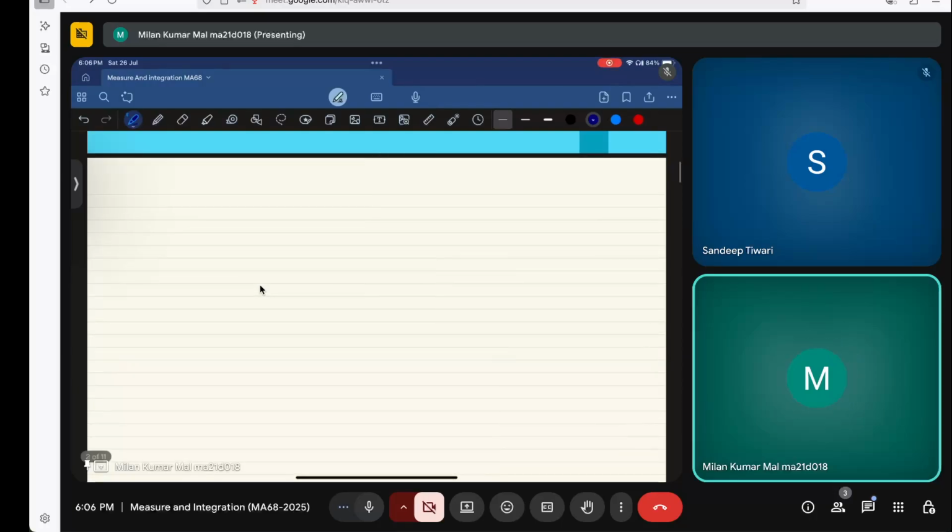Okay, so this is basically tutorial 1 of measure and integration. This is course MA68. I think I'm not able to know the exact name, but okay.